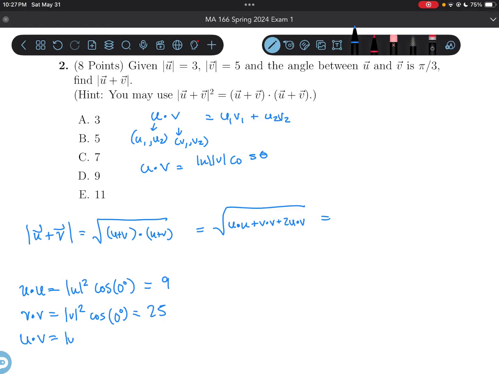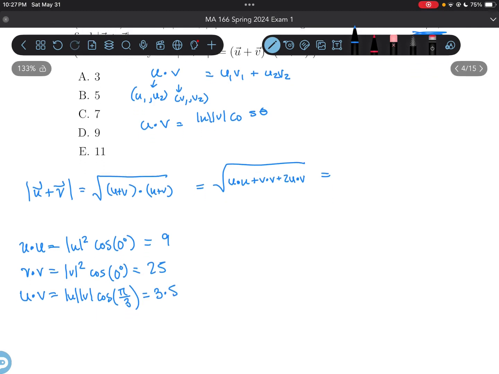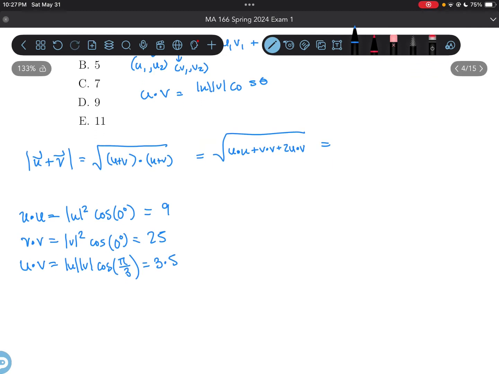And then now we have u dot v. This is the magnitude of u times the magnitude of v times cosine. And in the problem, we're given that the angle between u and v is pi over 3. So that's where we plug that in. So that's equal to 3 times 5 times the value of cosine pi over 3, which we can calculate using the unit circle. That would be 1/2. So this is equal to 15 over 2.